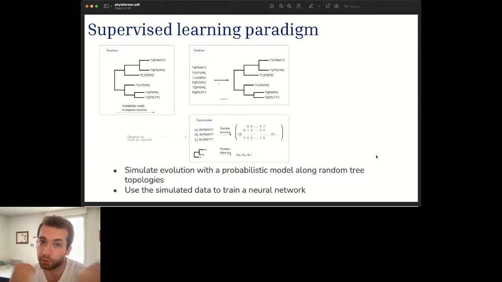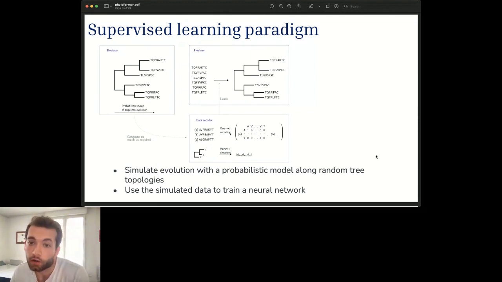To do so, we take a supervised learning approach. Namely, we generate random trees and simulate evolution with a probabilistic model along them. And this gives us our training data, which consists then in alignments with the corresponding label being all the pairwise evolutionary distances between the sequences in the alignment.